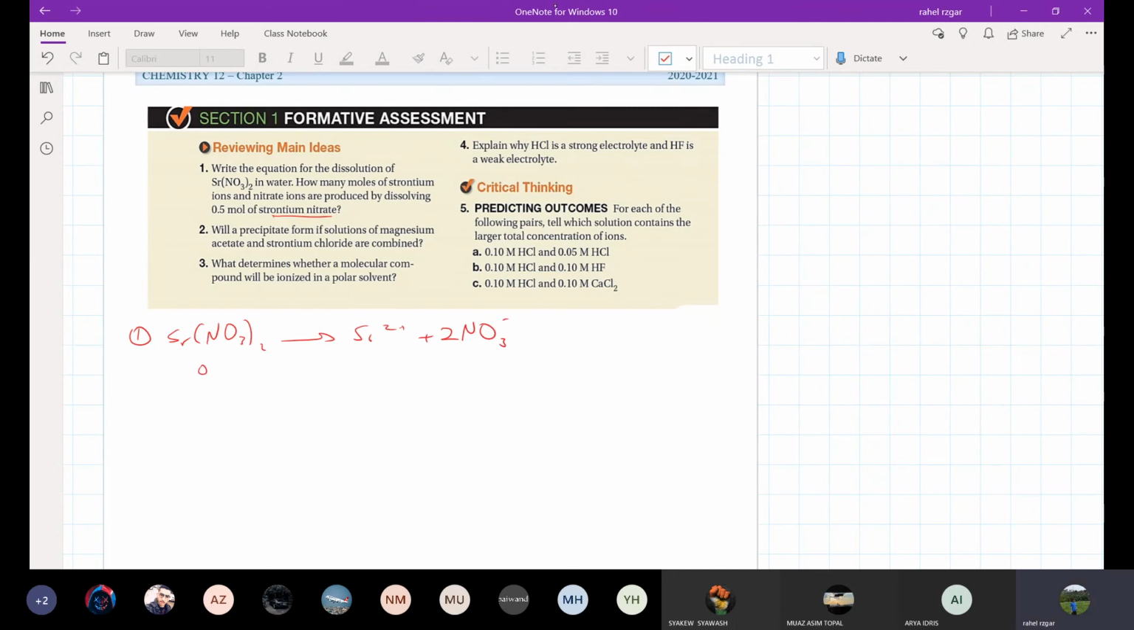So if this is 0.5, it says it's 0.5. How many moles of strontium and nitrate ions? So each one of them individually, and we can also find the total. So this is also 0.5. Why? Because the coefficient is 1. What about this one? 2 times 0.5, it is 1. So the total is 1.5 mole ions.